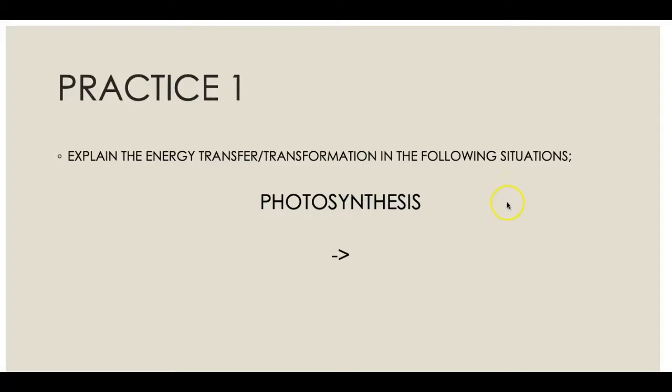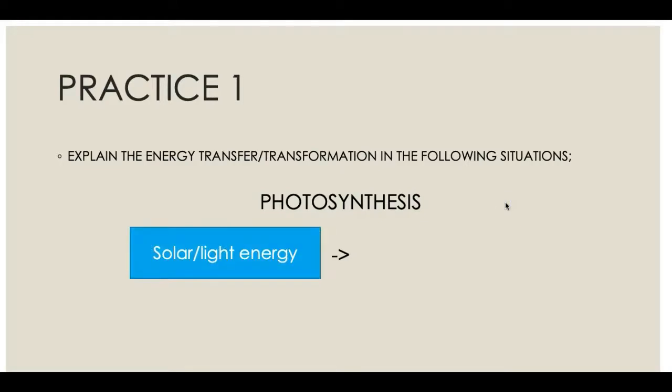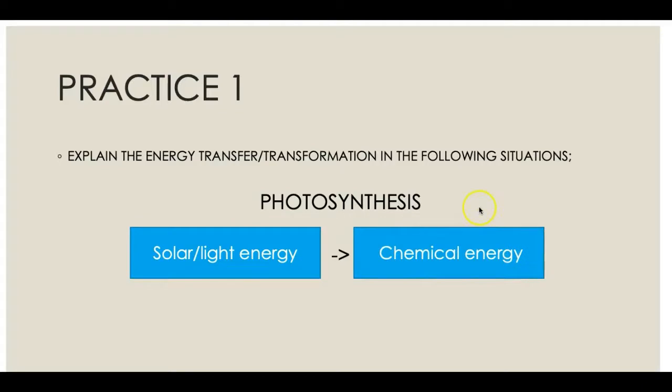So explain the energy transfer for photosynthesis. For photosynthesis, it started with solar or light energy and transformed into chemical energy, which is the chemical form of food, or energy stored inside.